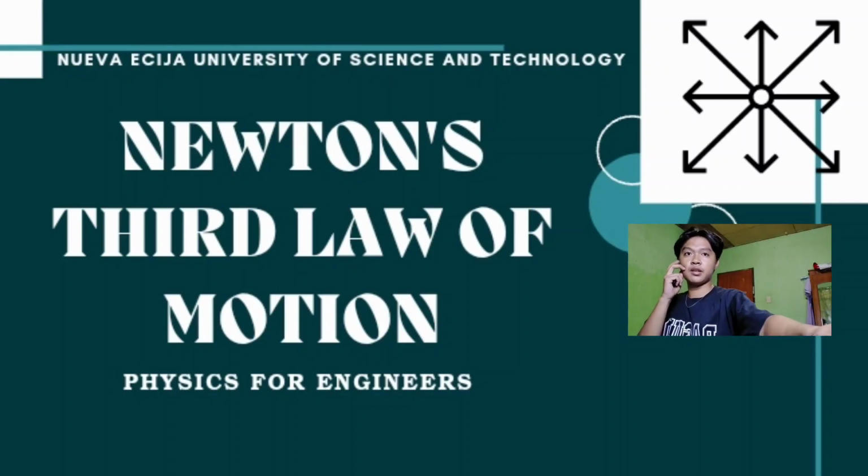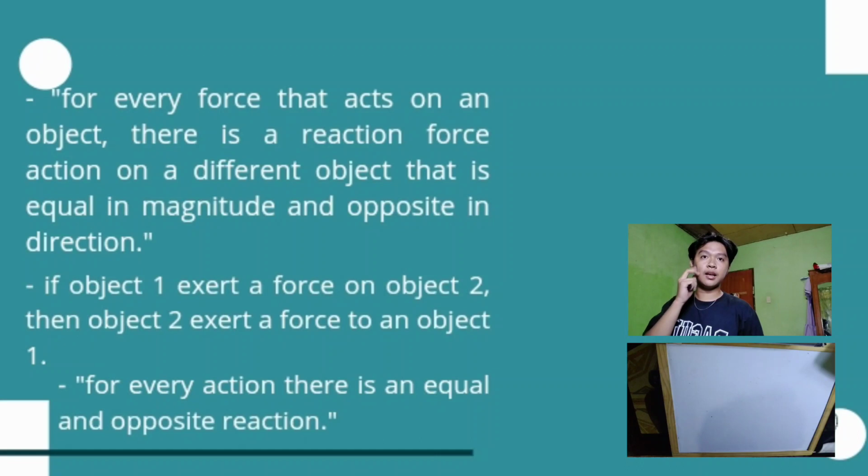So, before we start, let's have the meaning of the third law of motion. For every force that acts on an object, there is a reaction force acting on a different object that is equal in magnitude and opposite in direction. So if object 1 exerts a force on object 2, object 2 exerts a force on object 1. There's a note: for every action there is an equal and opposite reaction.